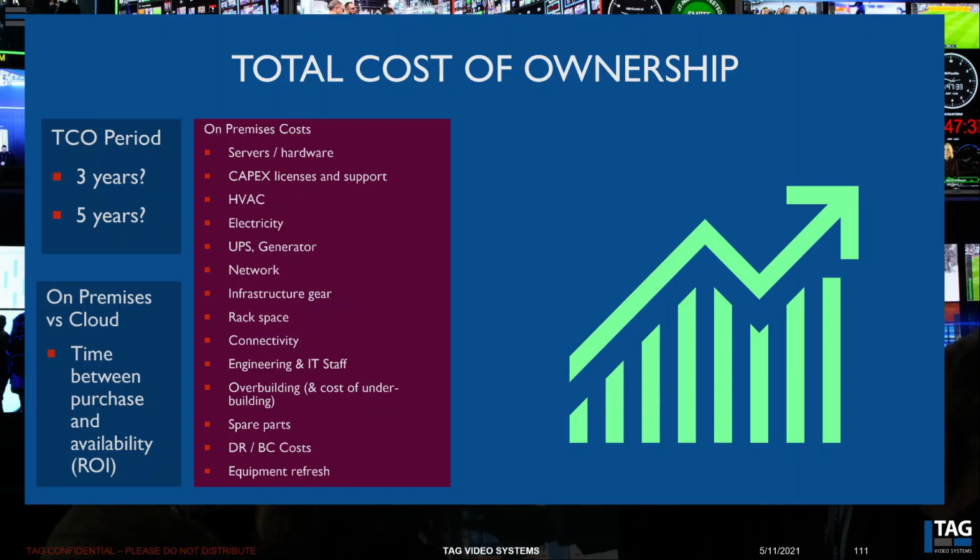And finally, if you're building an on-premises system, you're also going to want to do periodic equipment refreshes within that period of time. So maybe every 5 or 7 years you're going to be replacing those servers. You have to account for that as well, right? So that becomes a big factor.